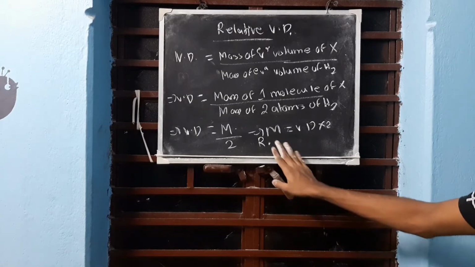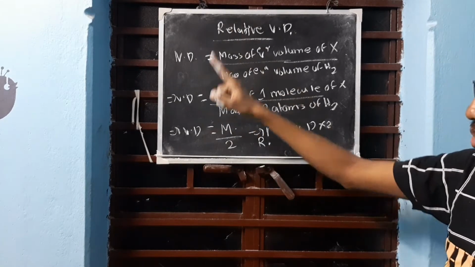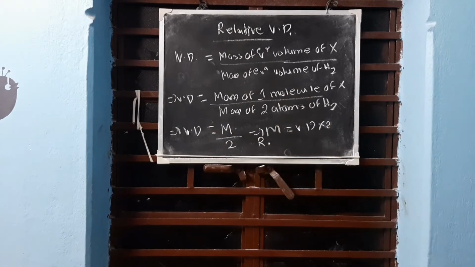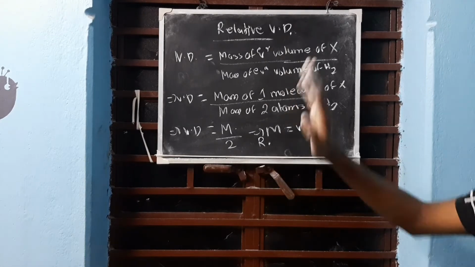Okay. So this is mass of 2 atoms of H2 is 2 gram. Shifted that 2 over here. So let M equal to Vd into 2. That is what we will be using, even in empirical formula. We will be using the same formula in empirical formula.